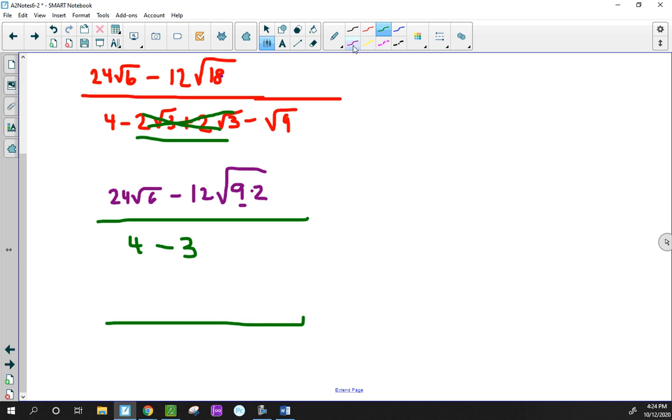Okay, next step. We're going to recopy the 24 radical 6. Bring down your minus 12. Square root of 9 is just 3. And then drop your radical 2 down. And the denominator is just going to be 1, so I'm not going to write it. So I'm just going to circle this.